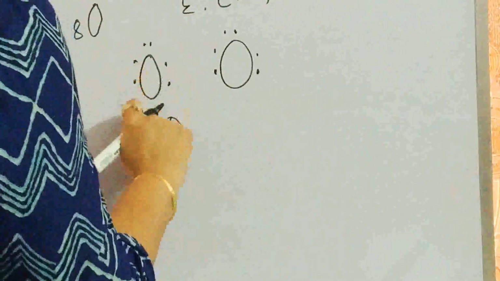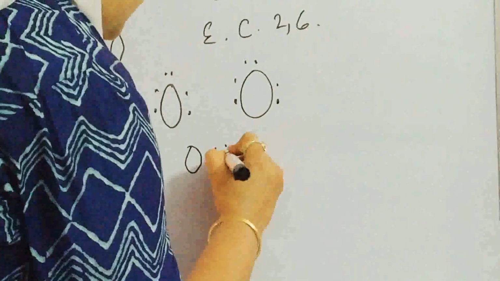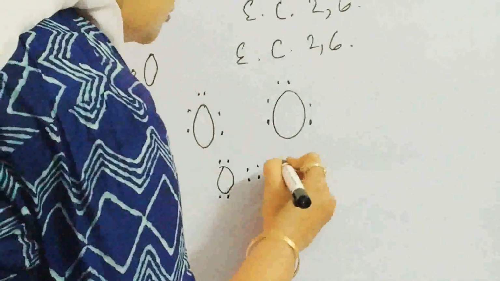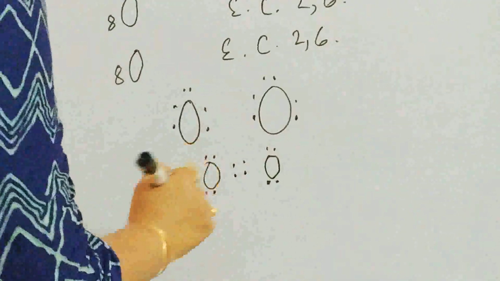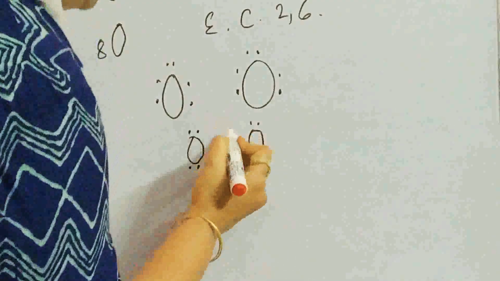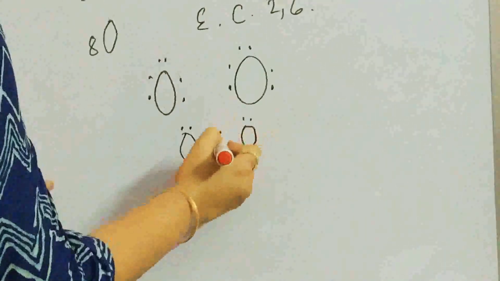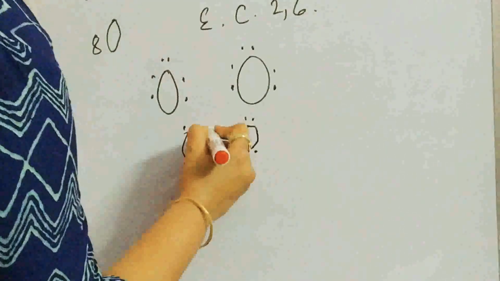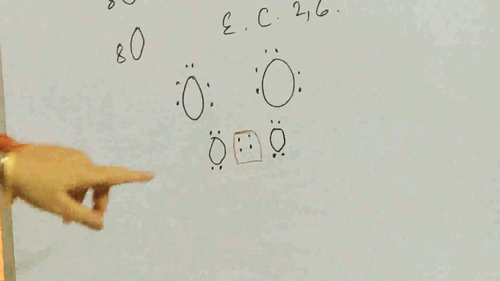The first oxygen will keep 2 electrons in between, and the second is also keeping 2 electrons. Now how many electrons remain? 4 electrons here, and 4 electrons there. They will remain the same and will not come in between. Only this oxygen gives one pair of electrons, and this oxygen is keeping one pair of electrons. Now these 2 pairs will be shared between the 2 oxygen atoms equally.